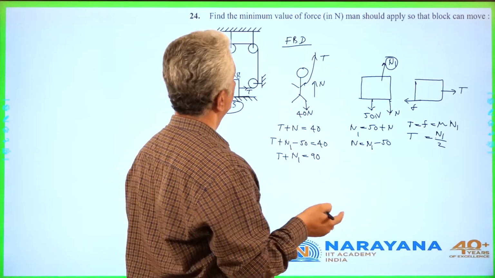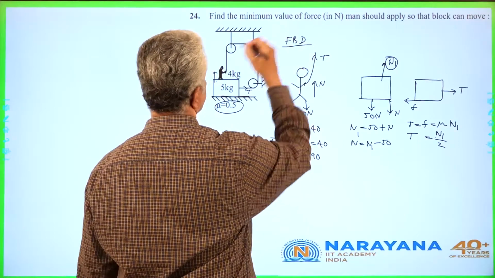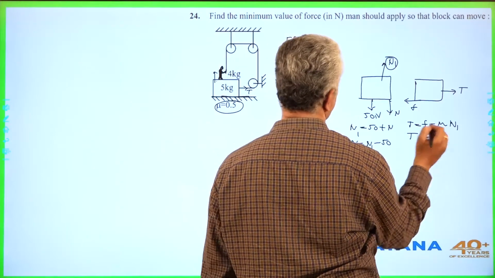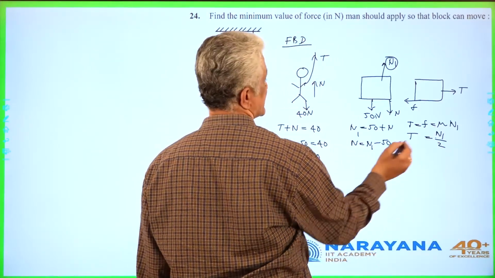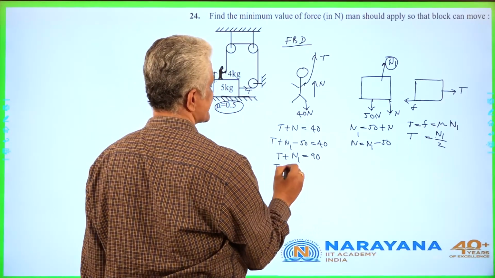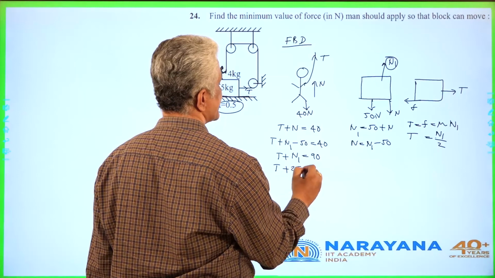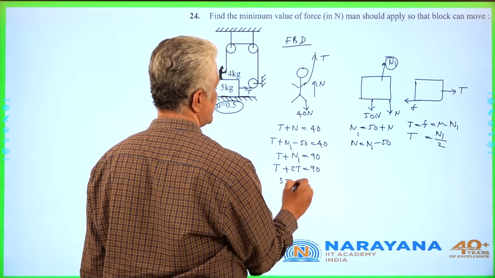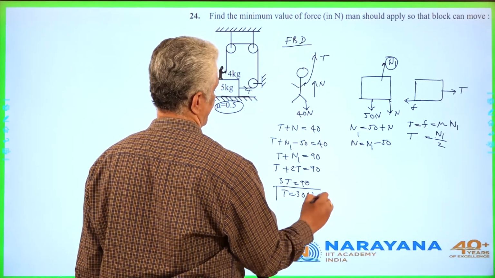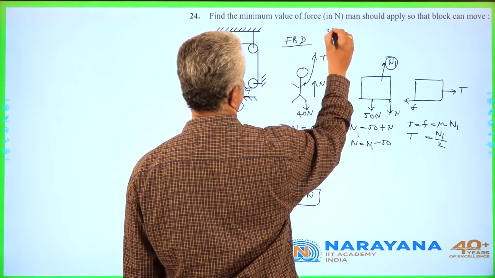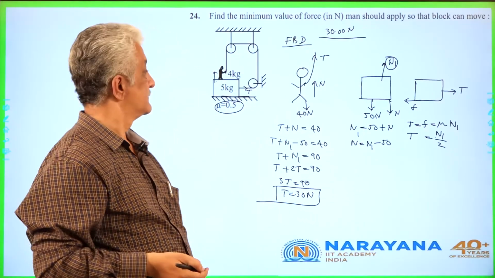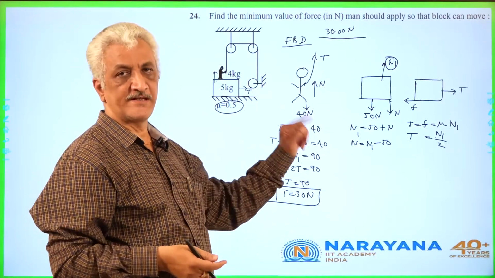And what do we require? We require the minimum value of force, so automatically we require T here. So N1 is what? If you substitute N1 in this, 2T. Then T plus 2T equals 90, then 3T equals 90, T equals 30 newtons. So the correct answer for this, 30.00 numerical newtons, will come. Free body diagrams will solve the problem very easily. That is 24th.